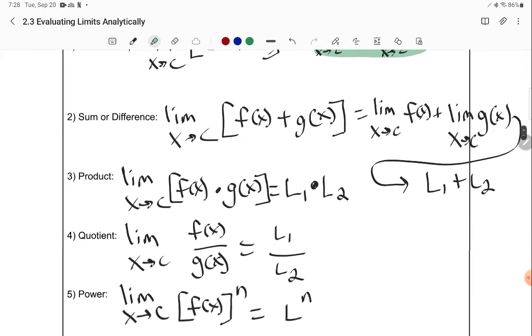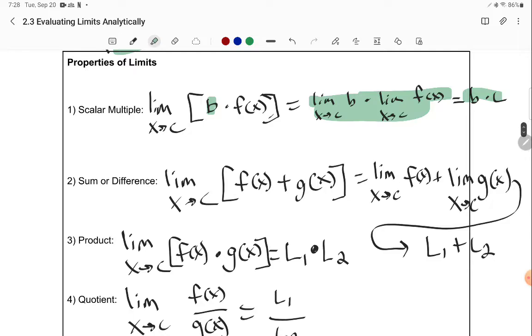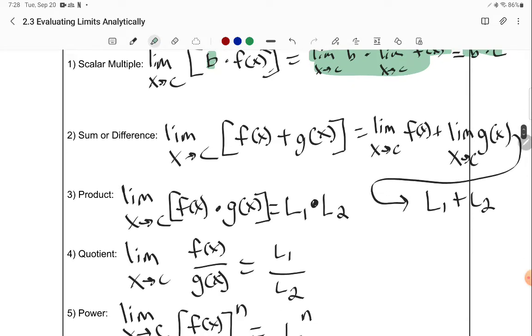Okay, and that's what I did down here looking at the sum and difference. So again, if you need to pause the video, jot these down, please do. On the sum and difference, if you take the limit of two functions being added together, you can just end up adding those limits together, because you're going to end up taking the limit of f of x and the limit of g of x individually, and then, again, adding those limits together.